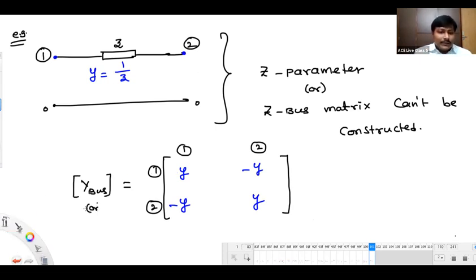Write this one, else you can call this as Y parameters, Y parameter matrix. Yeah. So I think all of you getting this one. I think clear.